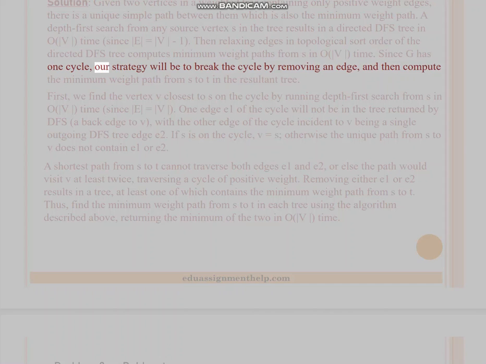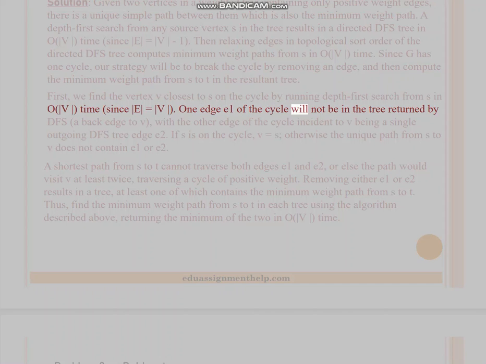Since G has one cycle, our strategy will be to break the cycle by removing an edge, and then compute the minimum weight path from S to T in the resultant tree. First, we find the vertex V closest to S on the cycle by running depth-first search from S in O(|V|) time, since |E| = |V|.